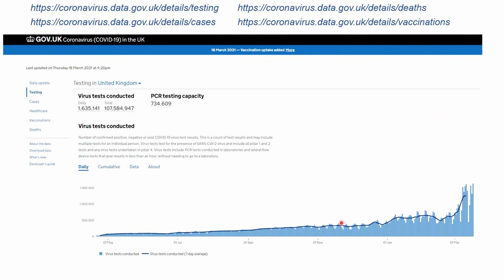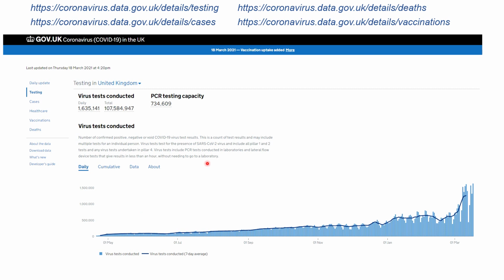So firstly, my data has come from these sites. It's a UK Gov site, and you can get testing, cases, deaths and vaccinations from it. And you can basically choose cumulative, you can look at daily, you can just pull the data up, so there's graphs, there's tables, and you can actually download the data into an Excel spreadsheet.